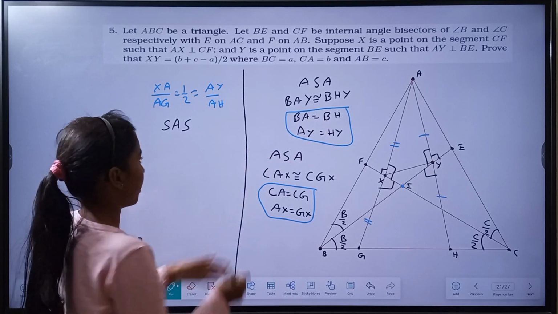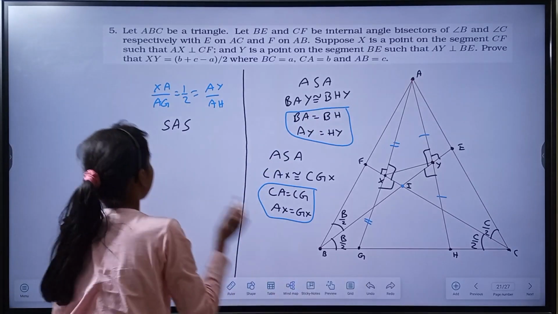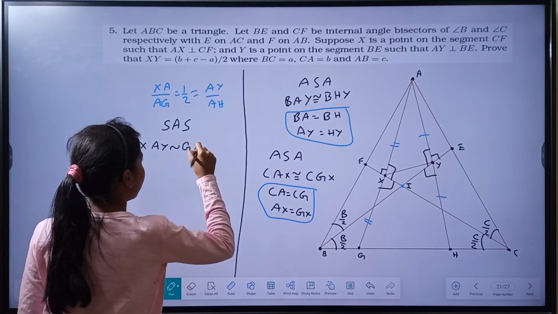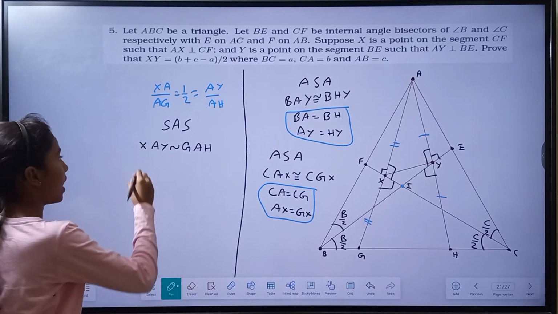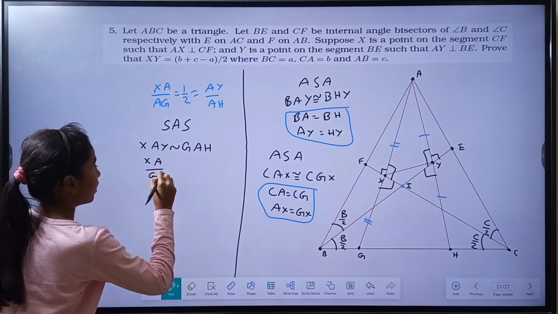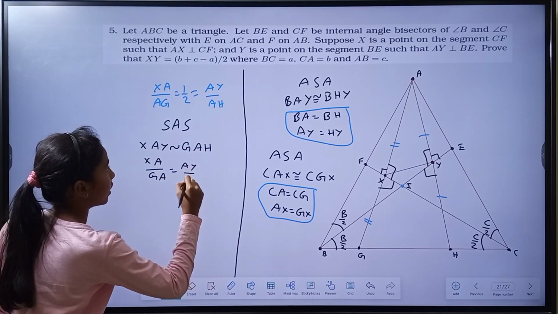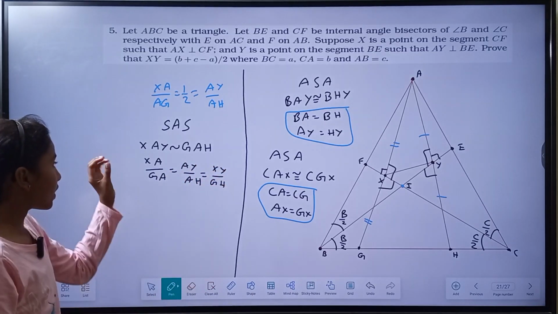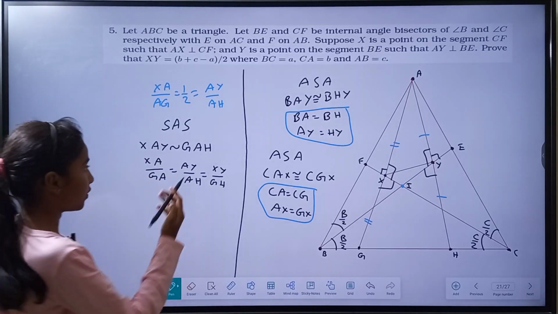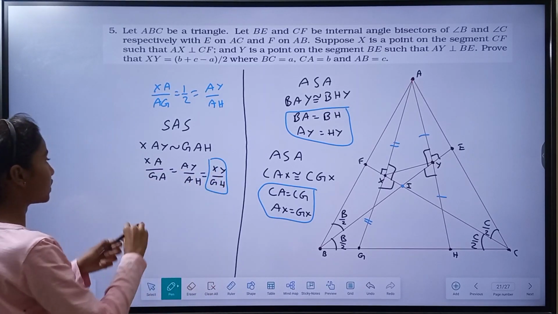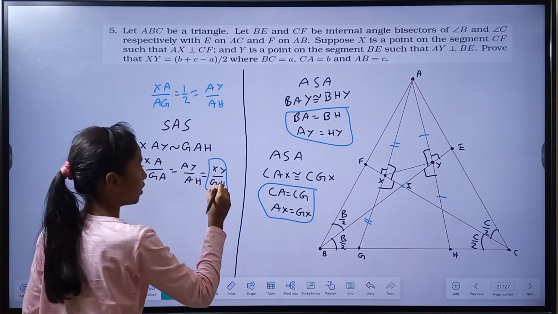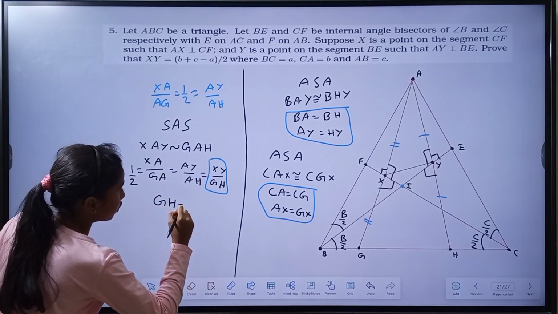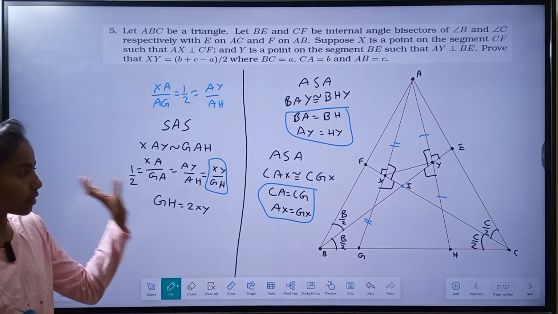we can say XAY is similar to GAH. And from this, the side ratios are XA divided by GA equal to AY divided by AH equal to XY divided by GH. Now we already know both side ratios, so we found this XY by GH equal to 1 by 2, which means GH equal to 2 into XY. Now GH equal to 2XY.